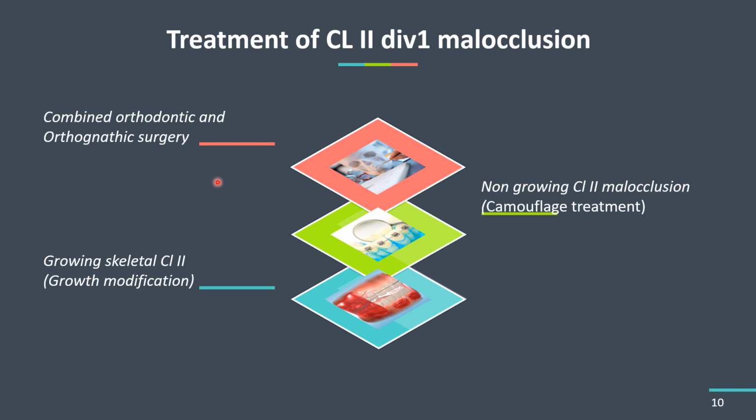The treatment of class 2 div 1 malocclusion according to the severity is also classified into mild, moderate and severe cases. The treatment modalities of class 2 div 1 are, for growing skeletal class 2, growth modification, and for non-growing class 2 malocclusion, camouflage treatment and a combination of orthodontic and orthognathic surgery.